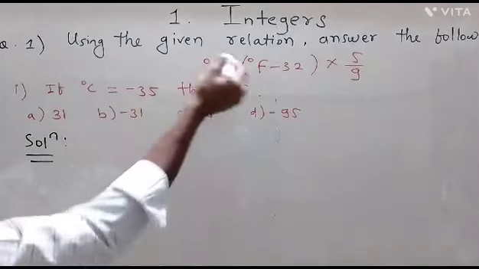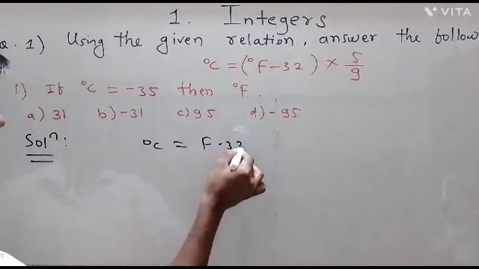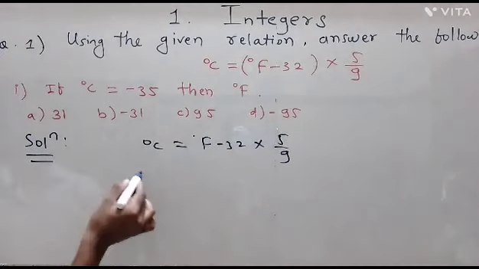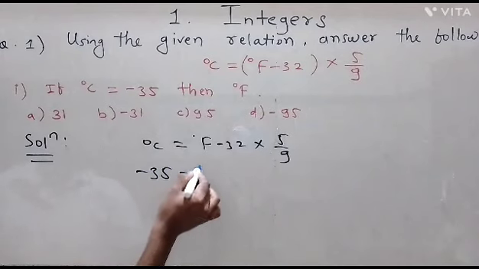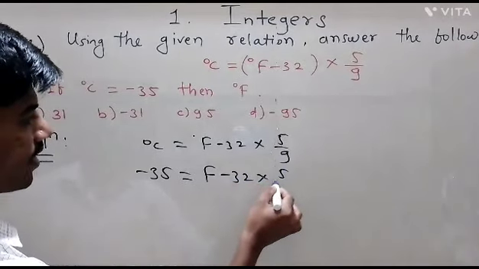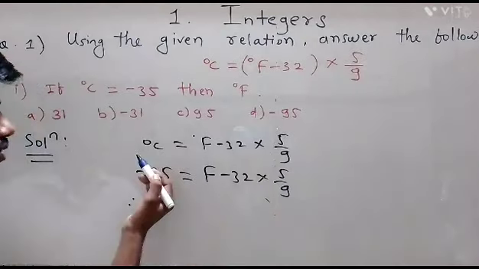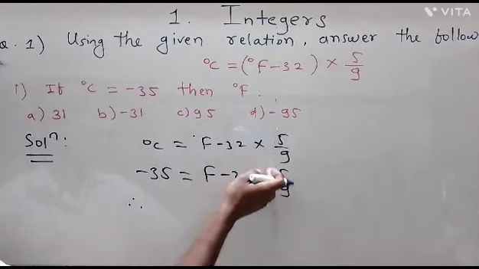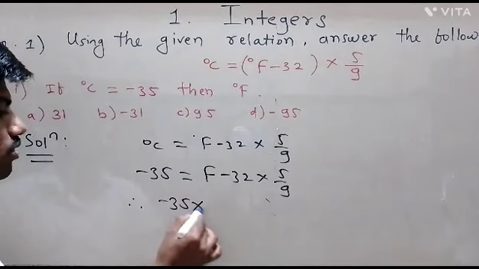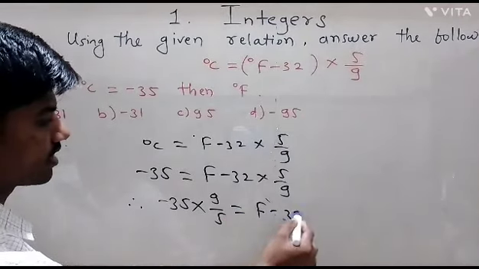Basically I am mentioning the formula again: degree Celsius is equal to Fahrenheit minus 32, into 5 by 9. It's very easy and simple. Degree Celsius is equal to minus 35, and we have to find the Fahrenheit: Fahrenheit minus 32 into 5 by 9. What is the reciprocal when it comes across the equals sign? It becomes 9 by 5. So it becomes minus 35 divided by 9 by 5 is equal to Fahrenheit minus 32.